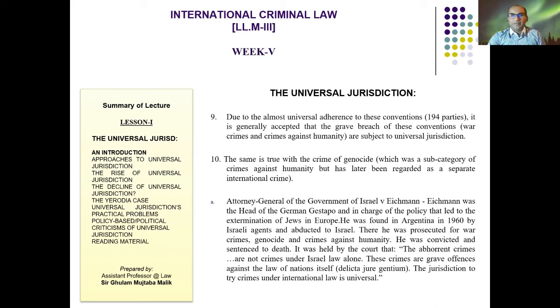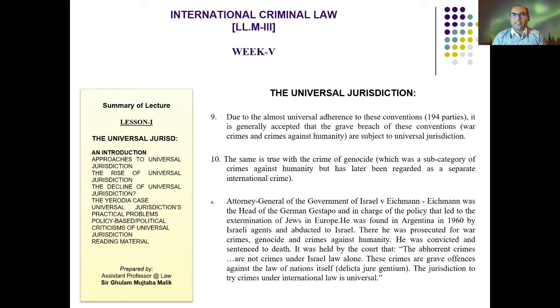Attorney General of the Government of Israel versus Eichmann. Eichmann was the head of the German Gestapo and in charge of the policy that led to the extermination of Jews in Europe. He was found in Argentina in 1960 by Israeli agents and abducted to Israel. There he was prosecuted for war crimes, genocide, and crimes against humanity. He was convicted and sentenced to death.